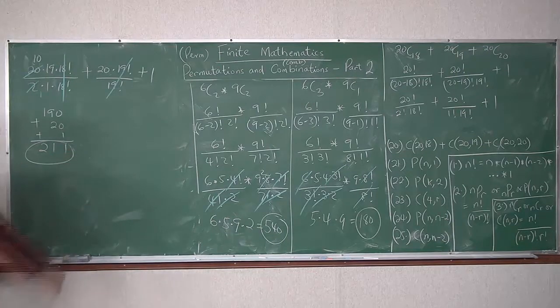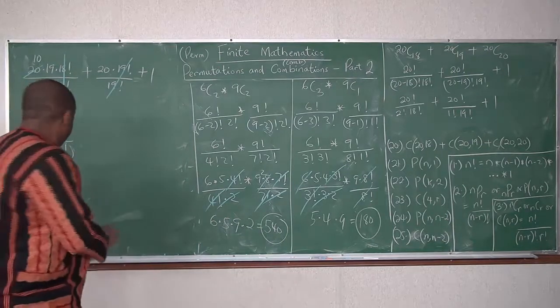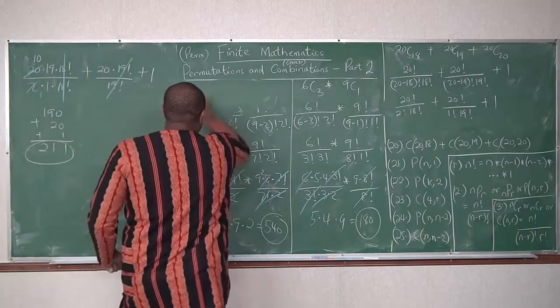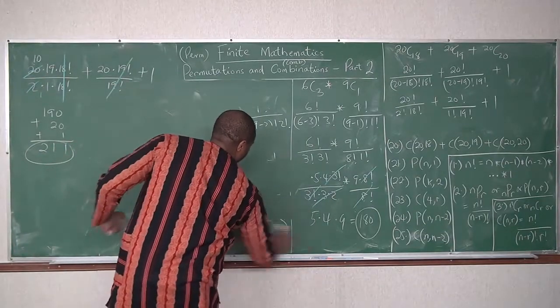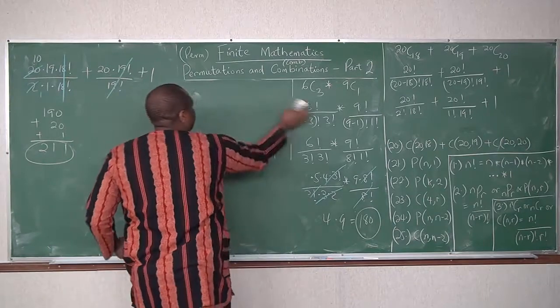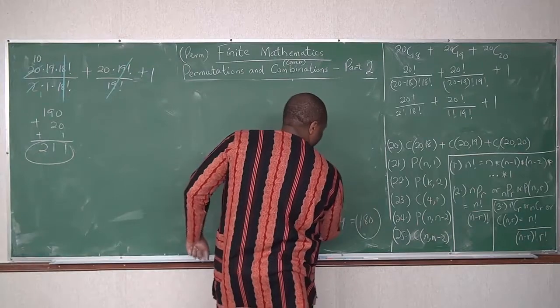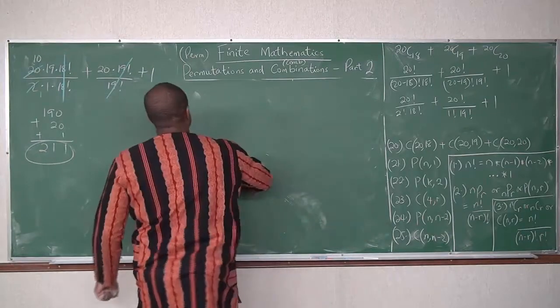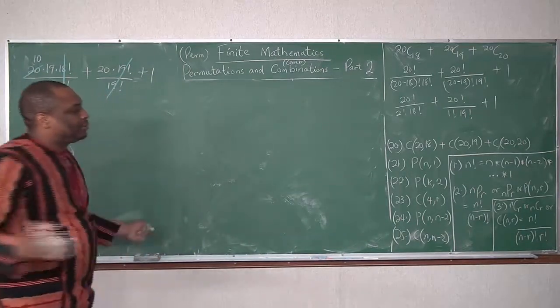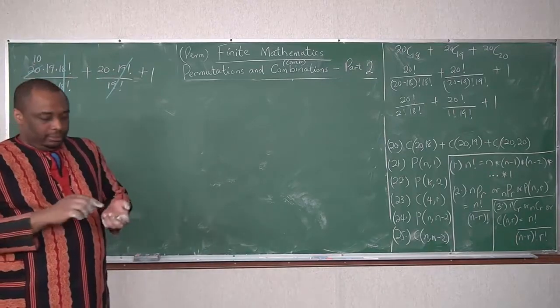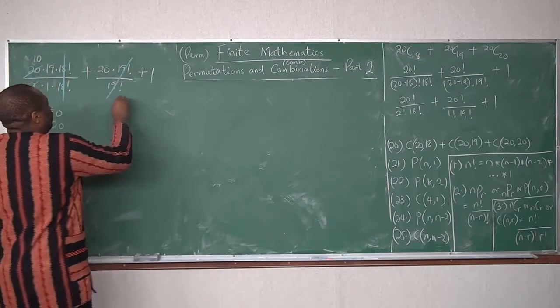211. Okay, now from 21 to 25, I would like you to pay big attention. It's not difficult. We will use the formulas I gave you in part 1. Those formulas will come into play here.